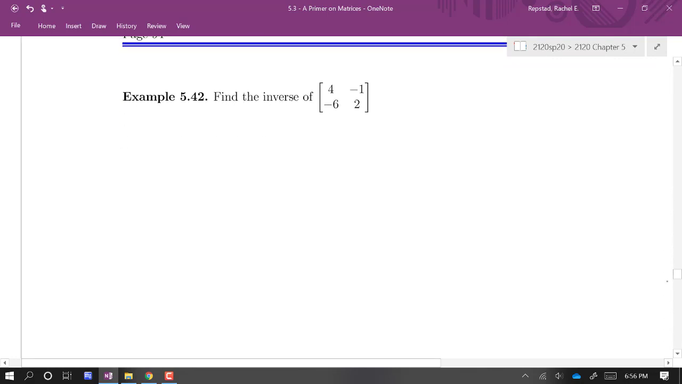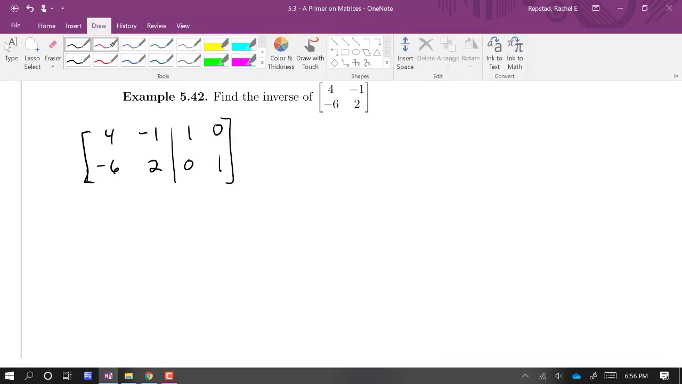Alright, so we're going to do one more. We're going to find the inverse of this matrix. I'm going to start, like we did before, writing out the matrix that's given, writing out the augmented matrix. So there's the given matrix. I'm going to put the identity right next to it.